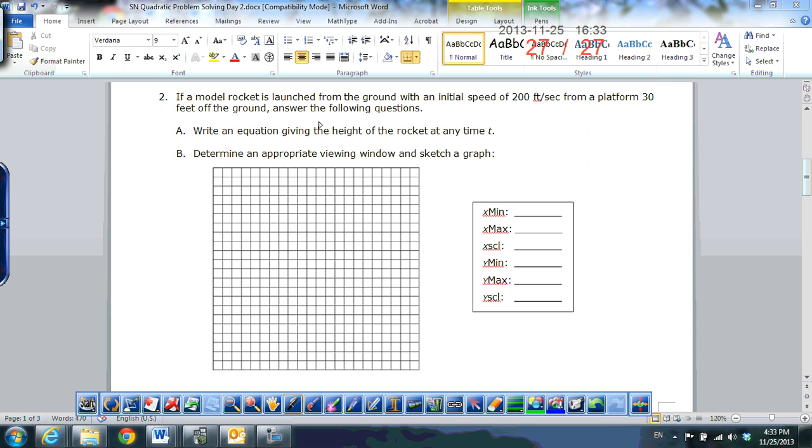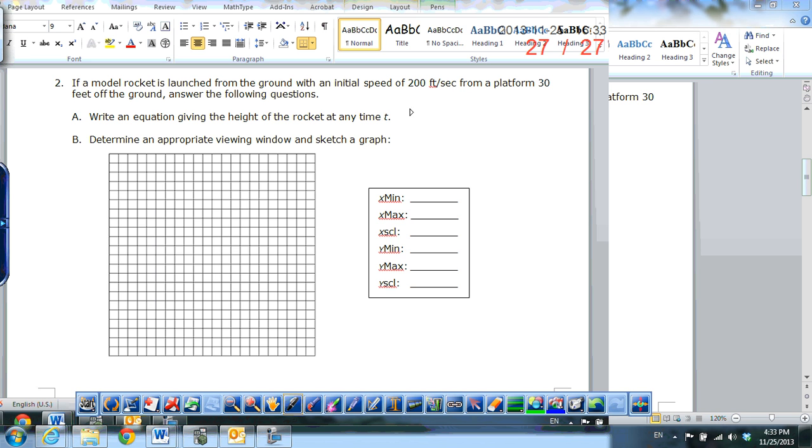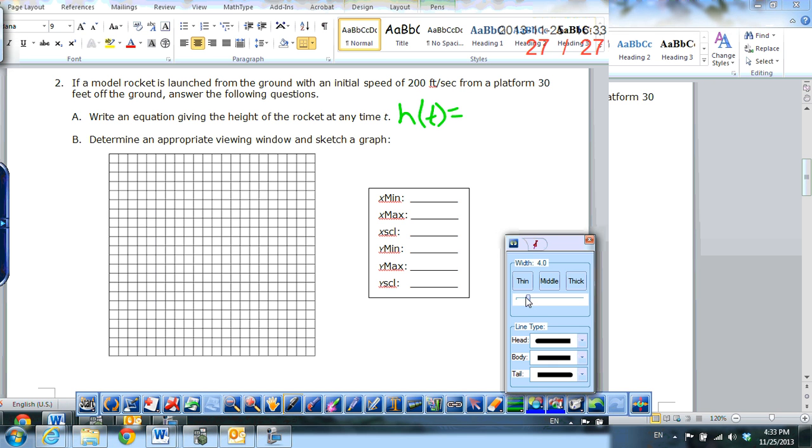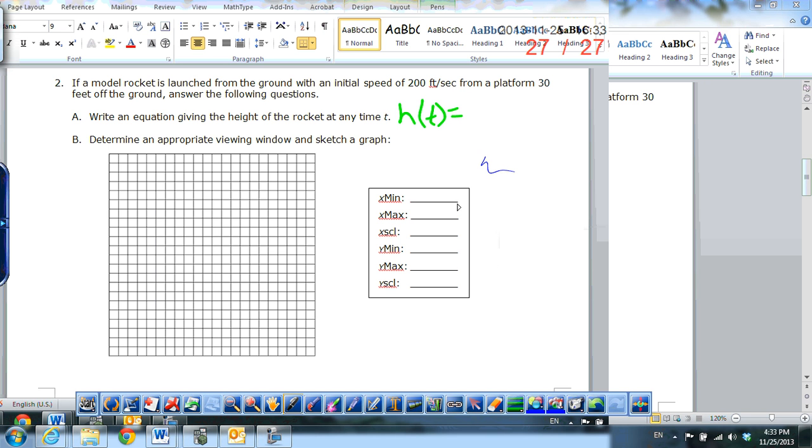First part we're going to do is write an equation. So h of t equals, since we're dealing with feet, negative 16t squared plus our initial velocity, so plus 200t, plus 30. That's our equation. Let's go ahead and put this in our calculator.